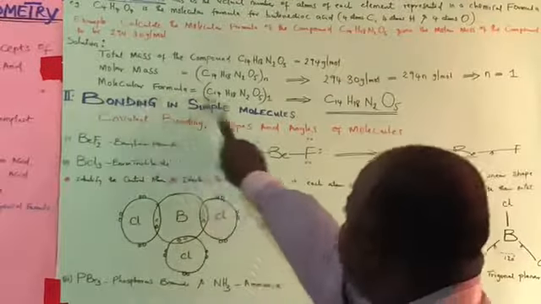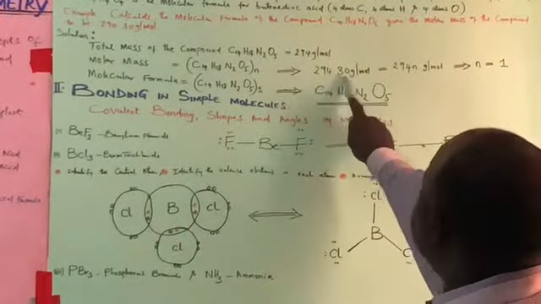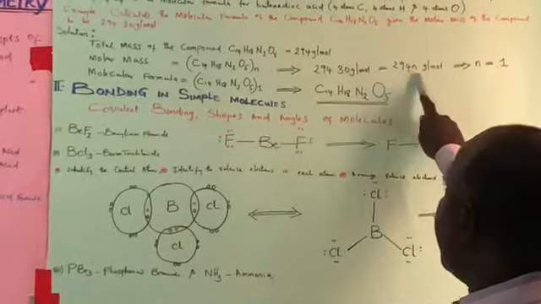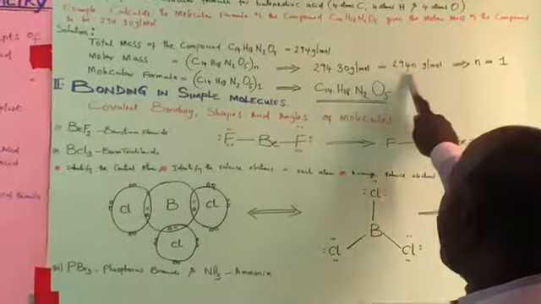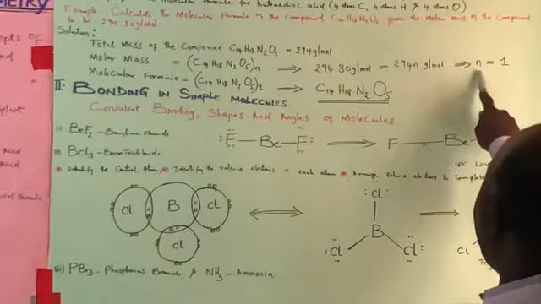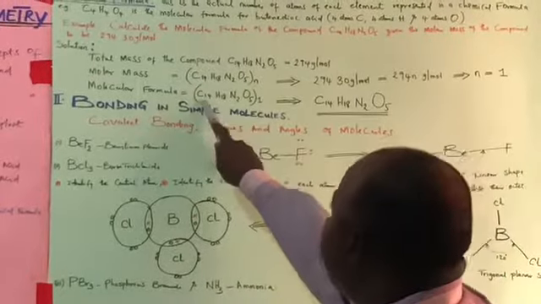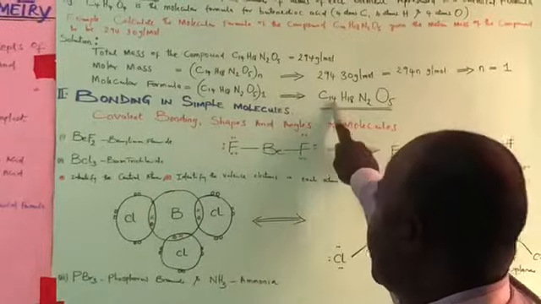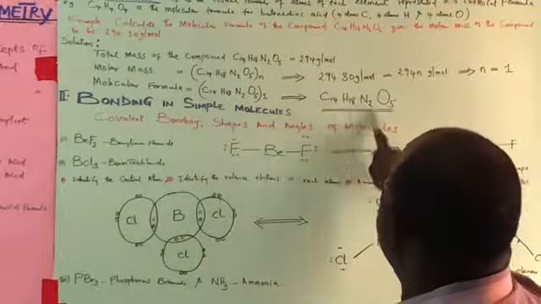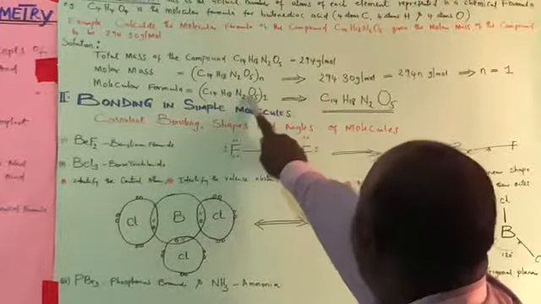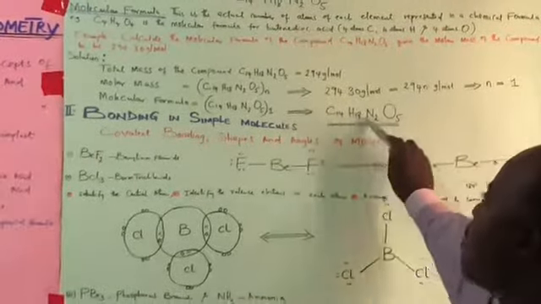If we multiply this, it will be equal to 294n grams per mole. Therefore, to find n, we divide all by 294. If we divide it by 294, n will be equal to 1. If we represent n here, therefore, we multiply C14 times 1 is C14. H18 times 1 is H18. N2 times 1 is N2. O5 times 1 is O5. Therefore, this is the molecular formula of this compound.